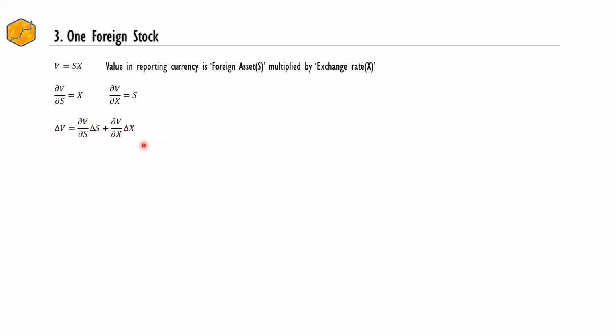So this is my expression from Taylor series. So you just plug and play. In place of del V by del S, I put X. In place of del V by del X, I put S. I get this. Now, we don't stop here.